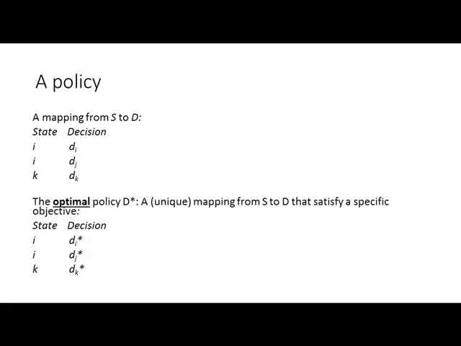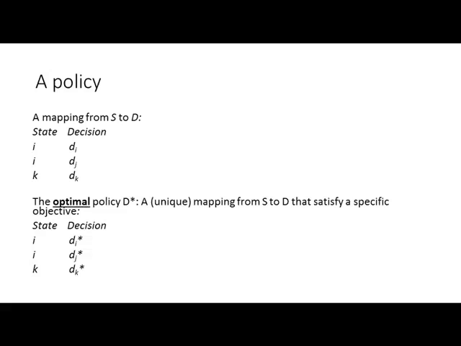It's a unique mapping from state to decision that satisfies a specific objective. So for one specific objective, you only have one optimal policy. That's a unique mapping from state i to the optimal policy for state i, from state j to the optimal policy for state j, and from state k to the optimal policy for state k. So you see, it's a unique mapping, and it is deterministic, meaning for one state, there's only one optimal decision. That makes it deterministic and unique.